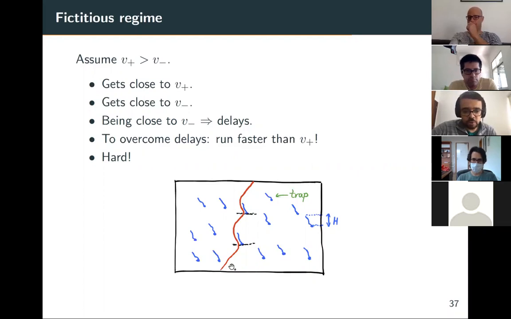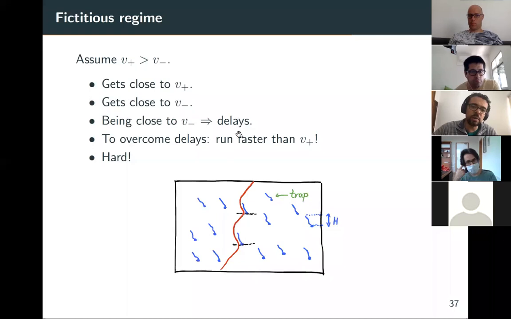But being close to V minus, so here in this picture, I represented some points where if you started there, you go with speed close to V minus. Then just by monotonicity of the graphical construction, every time you pass to the left of one point like this, where you go with speed close to V minus, it's going to introduce a delay in your trajectory with respect to V plus. So if you want to get close to V plus again, you have to overcome this delay, but the only way is running faster than V plus.